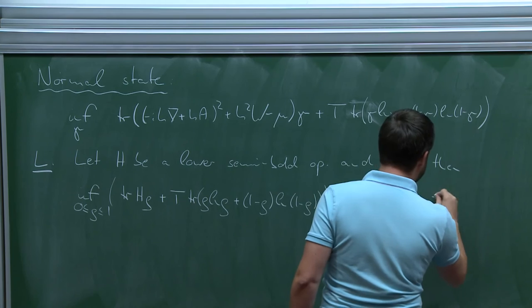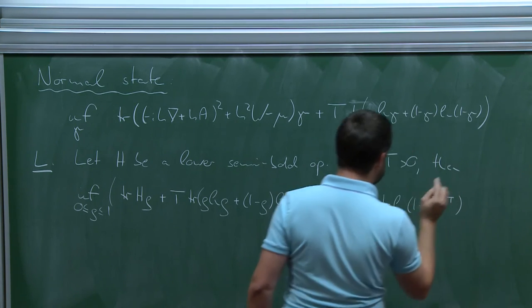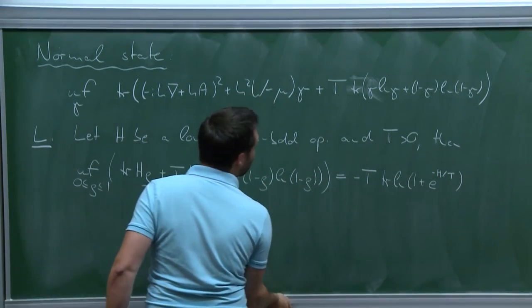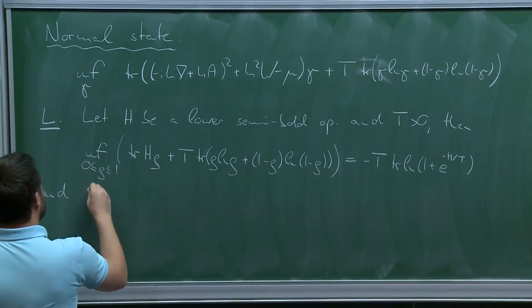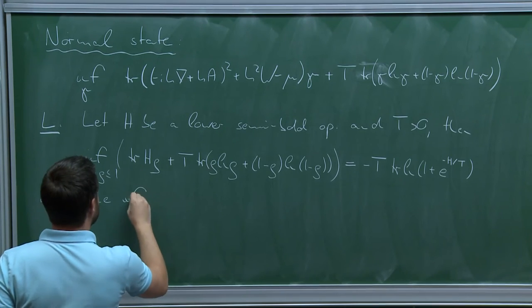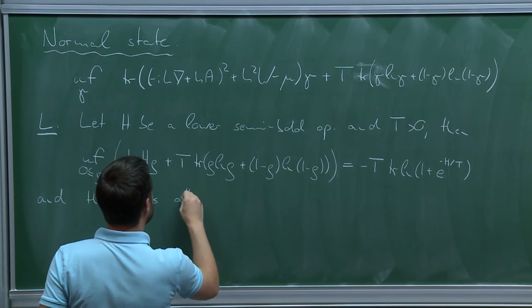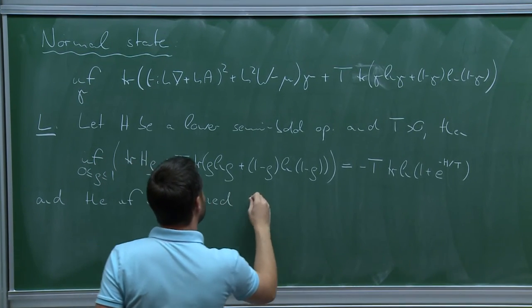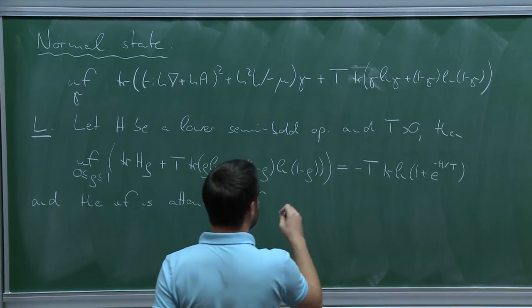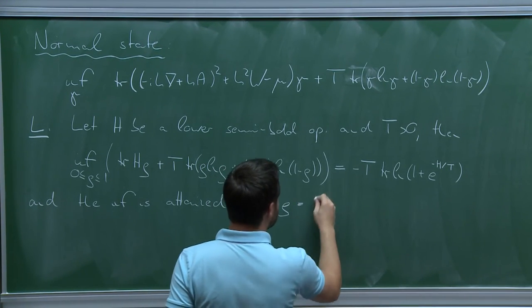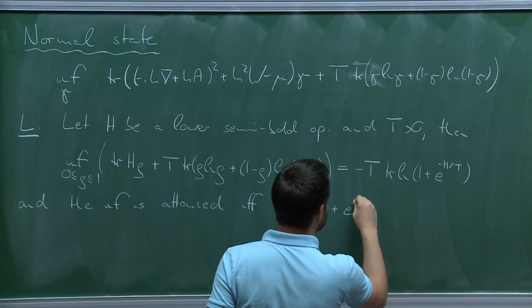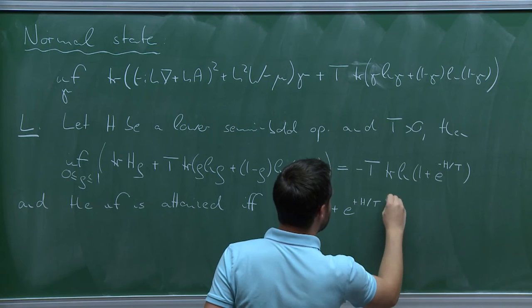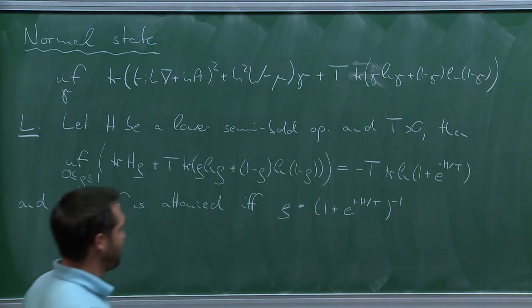If you understand the proof for matrices, then you also understand it for operators. There's no problem with infinite dimensions or stuff. So, and the inf is attained if and only if rho is this Fermi-Dirac distribution, which is 1 plus e to the plus h over t inverse.